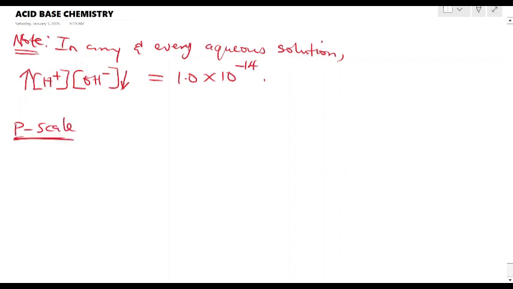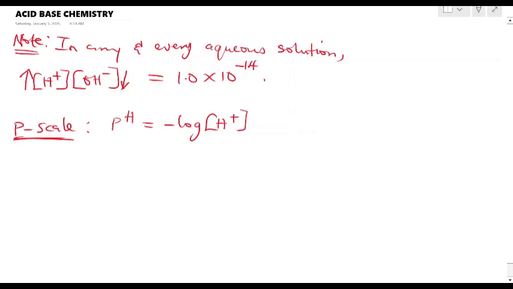So what is P scale? You already know P scale. P scale describes pH as the negative logarithm of the hydrogen ion concentration. So when you talk of pH and look at the P scale, you look at the negative logarithm of the hydrogen ion concentration.